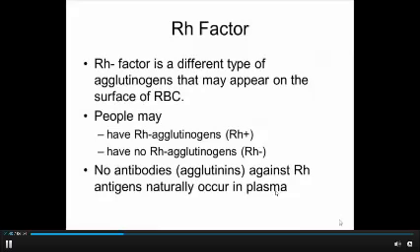Unlike with ABO blood groups, there are no microorganisms that mimic this antigen, and therefore we do not naturally develop antibodies against the Rh factor, unless you are an Rh negative person infused with Rh positive blood.